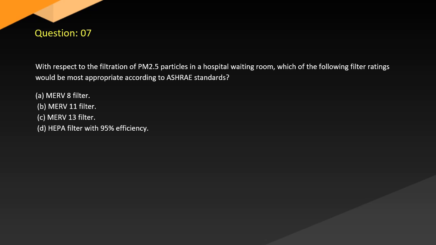Question 7. With respect to the filtration of PM2.5 particles in a hospital waiting room, which of the following filter ratings would be most appropriate according to ASHRAE standards? A. MERV 8 filter. B. MERV 11 filter. C. MERV 13 filter. D. HEPA filter with 95% efficiency.